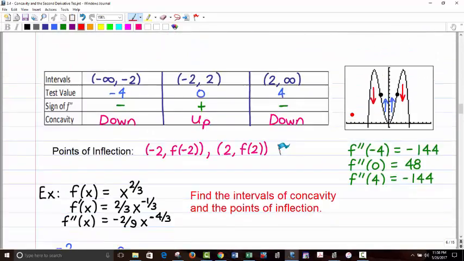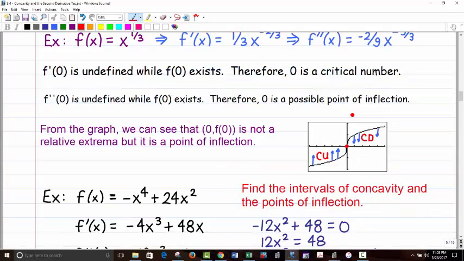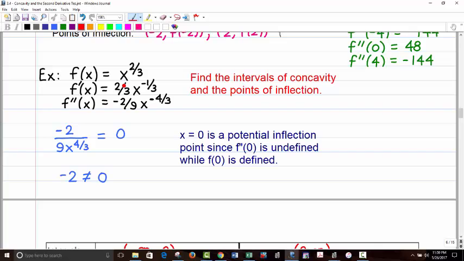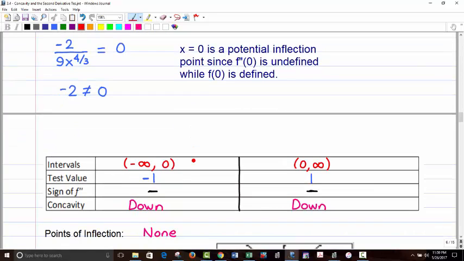All right, so here's, well, looks like I did the same kind of problem as I did up here, didn't I? Okay, well, that's all right. X to the 2/3. So we have that 0 situation again, because 0 makes the second derivative undefined, while f of 0 is defined. This time I just skipped the part about the critical number. So the only thing that goes in our chart is 0. And we have negative infinity to 0, 0 to infinity. And test values, negative 1 and 1.